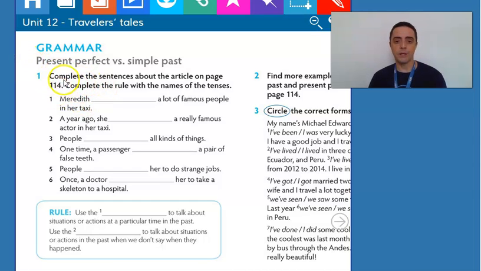Exercise number 1, we have complete the sentences about the article on page 114, okay? Complete the rule with the names of the tenses. So, the tenses will be present perfect or simple past. So first, you read the article again to complete those 6 sentences, okay? After that, you complete the rule. At this time, pause your video, do this exercise, then we come back to correct it.